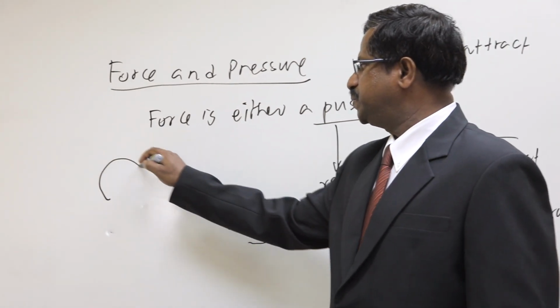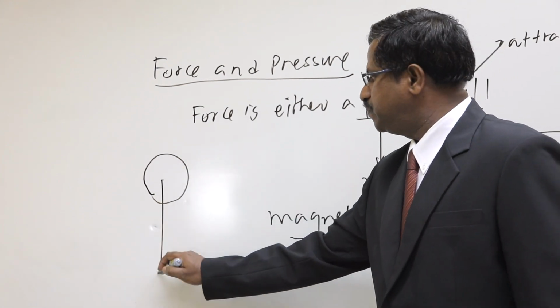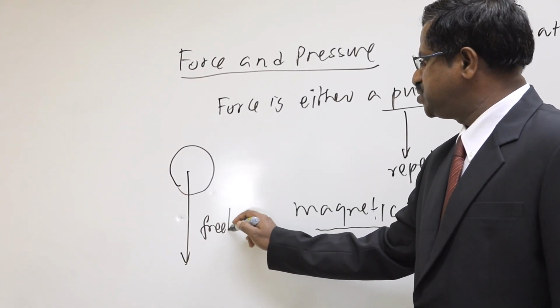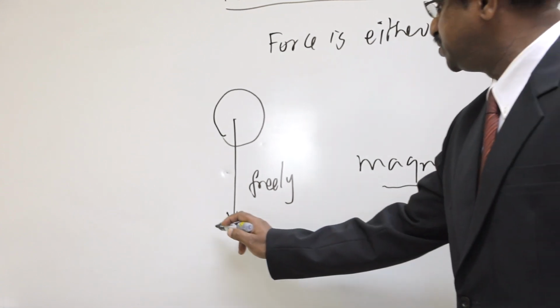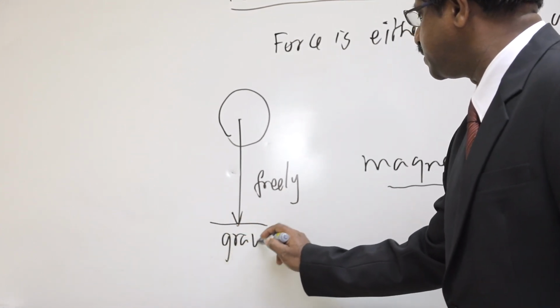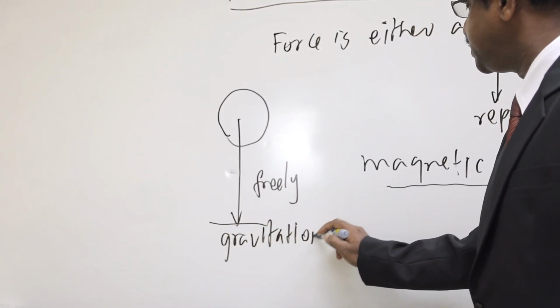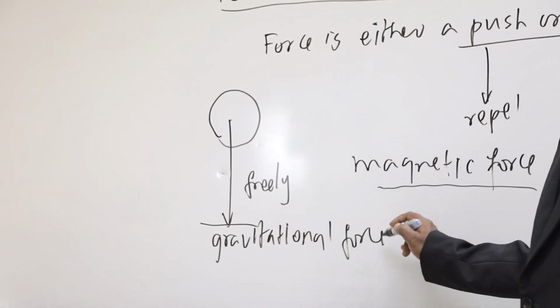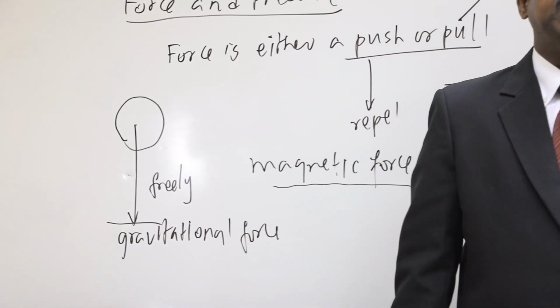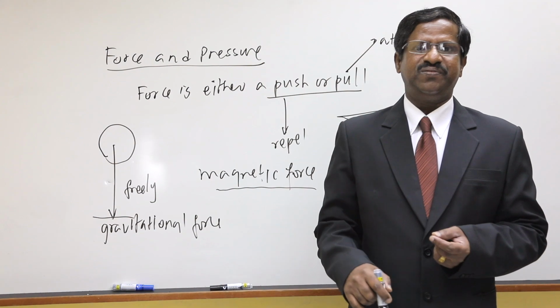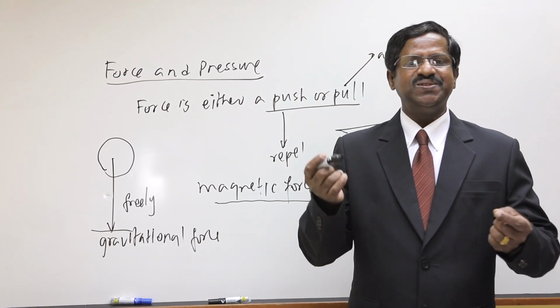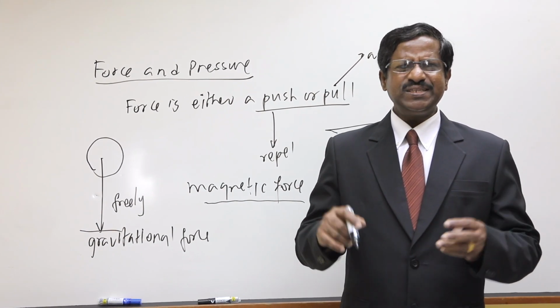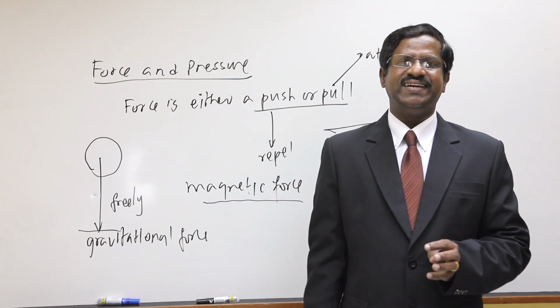Let's say I take a stone. The stone falls down freely. When a stone falls down freely, it is due to gravitational force. All know about Isaac Newton. Isaac Newton saw an apple falling down from a tree. So this is due to gravitational force. Which is most important in physics to learn?